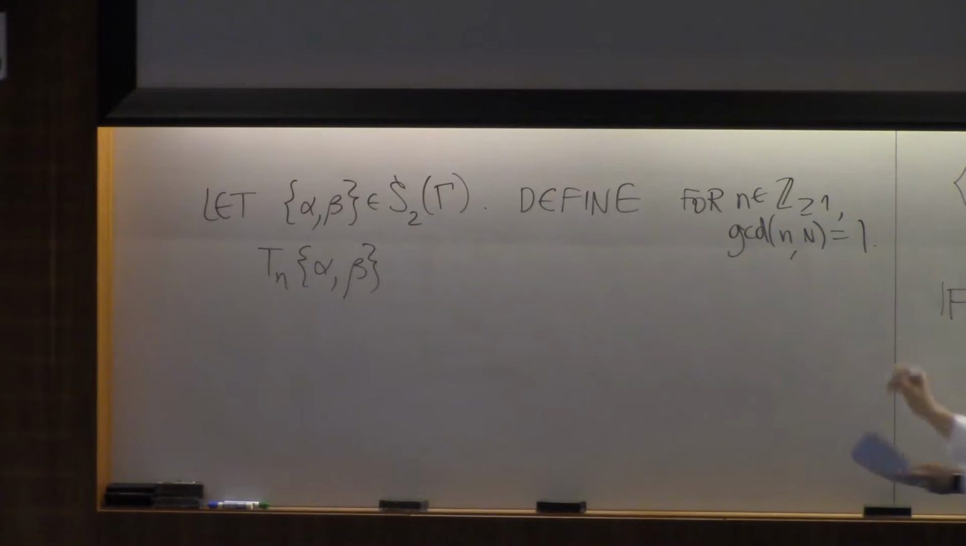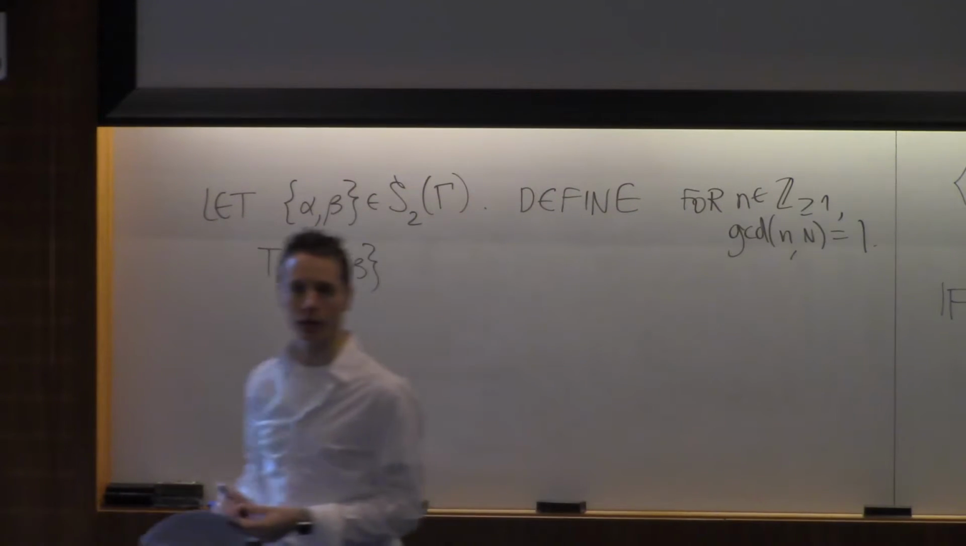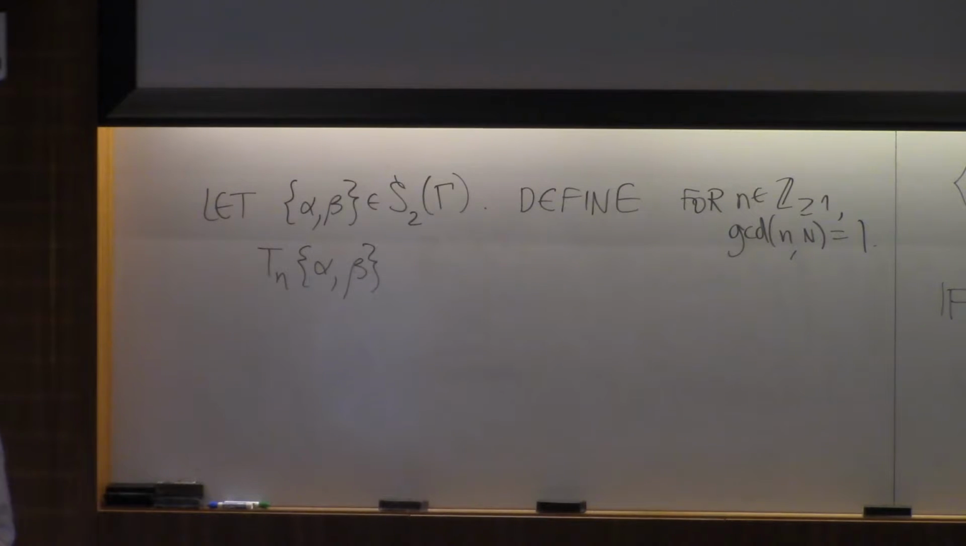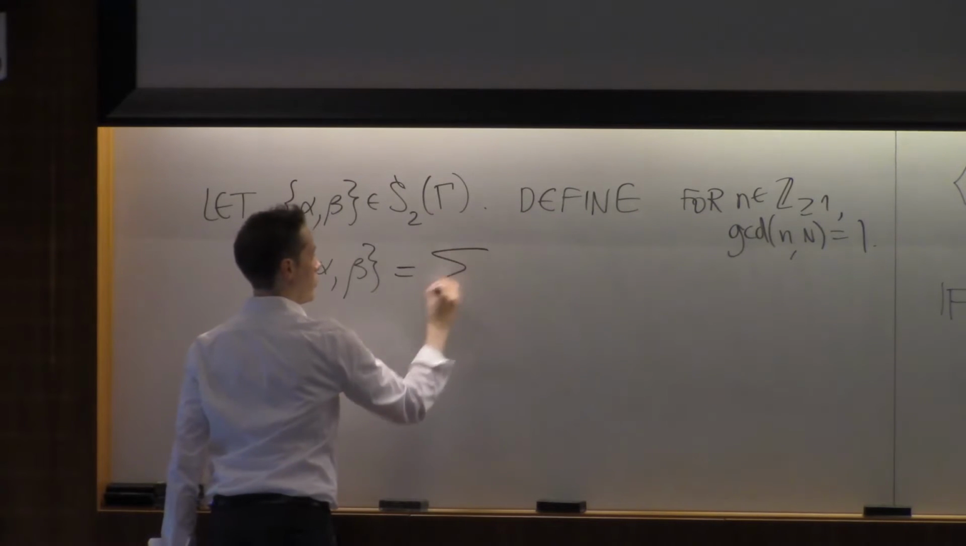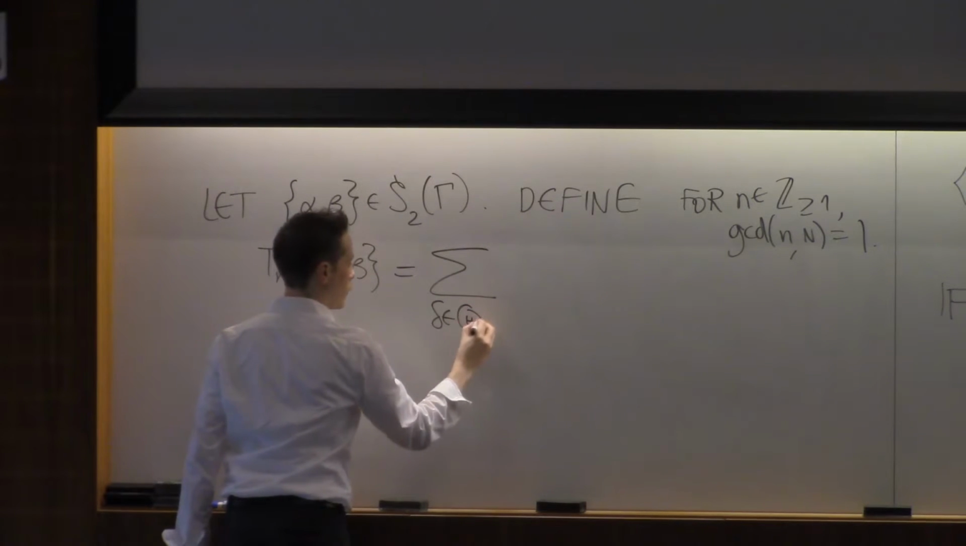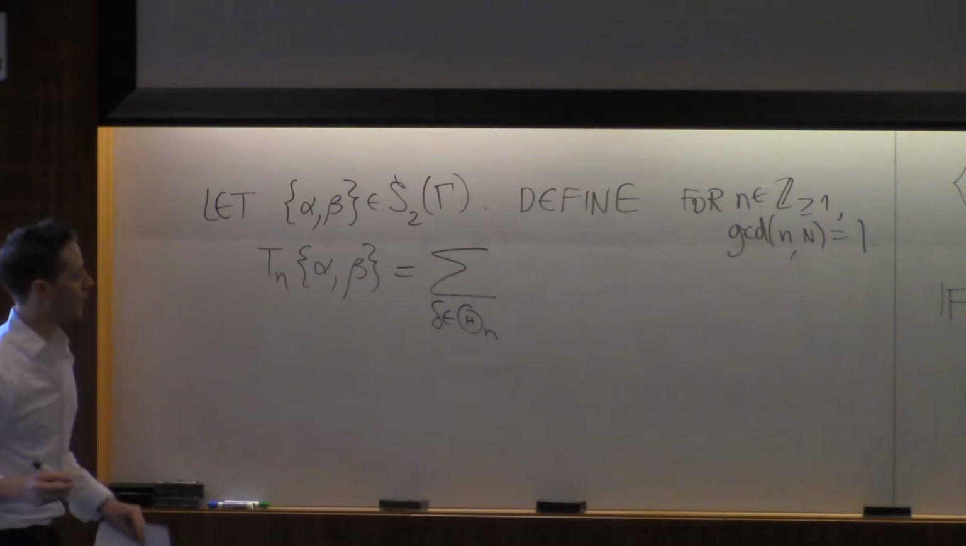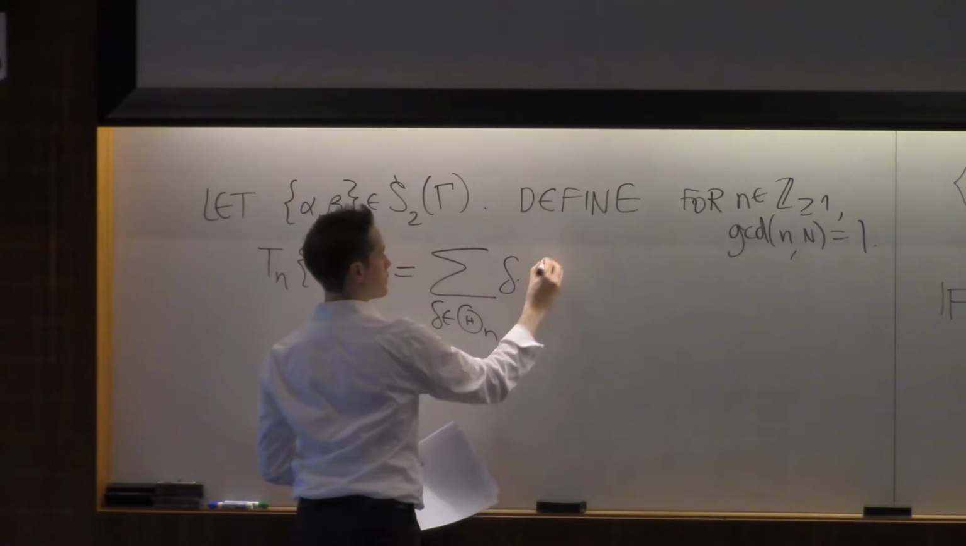My group hasn't changed, same group, nothing's there. I'm still going to define them only for coprime n. How should I define this Tn of alpha beta? There aren't that many choices, right? I still have my Theta n, my fancy Theta, right? There's a bunch of matrices. Yeah, let's just jam it in there. Okay, so sum. Why not? And then have the delta act.